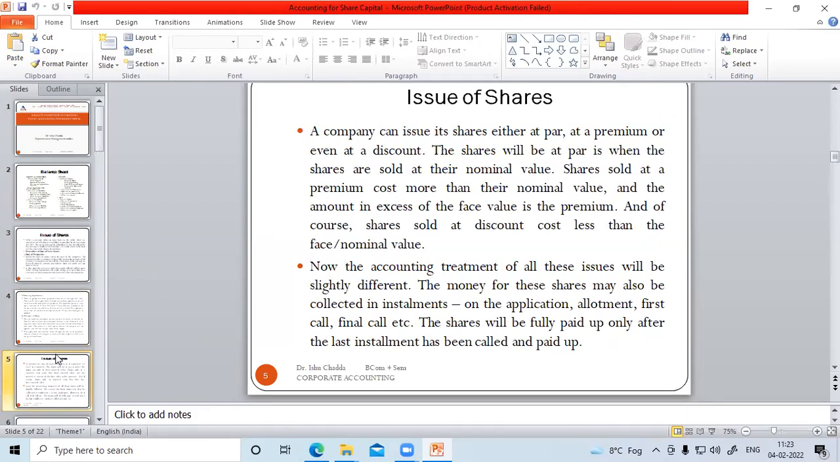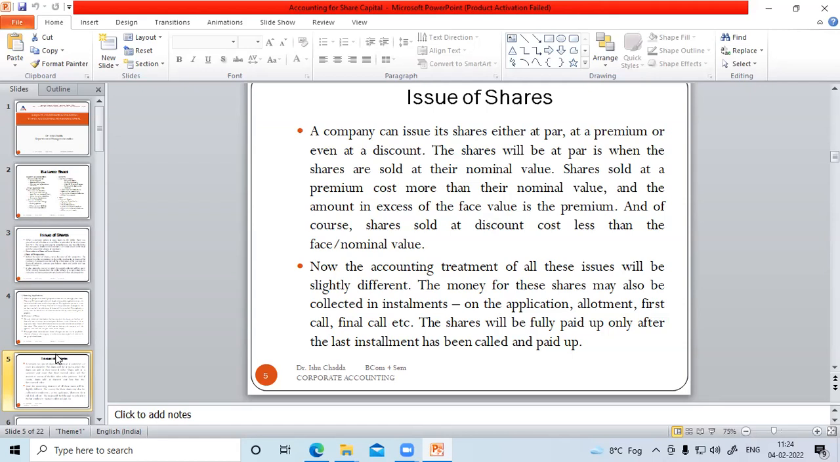A company can issue its shares at par, at a premium, or even at a discount. If a company issues shares at par, that means they are selling their shares at nominal value or face value. Shares sold at a premium cost more than nominal value, and the amount in excess of face value is the premium. Shares sold at a discount cost less than face or nominal value. If you are selling your shares for less than the par value, that means you are issuing your shares at a discount.